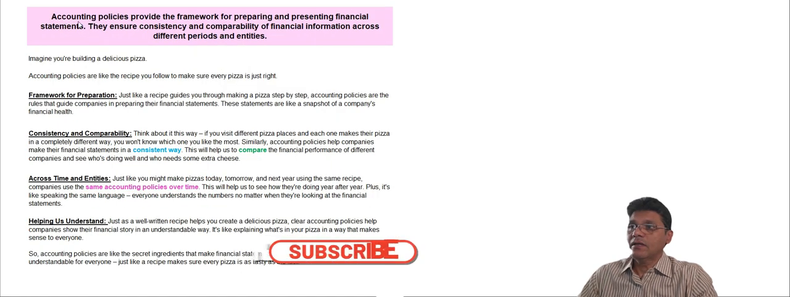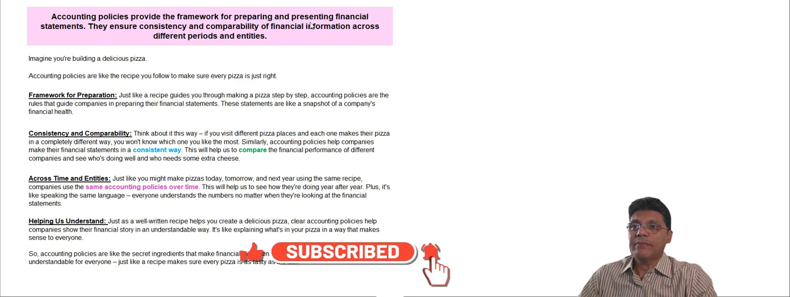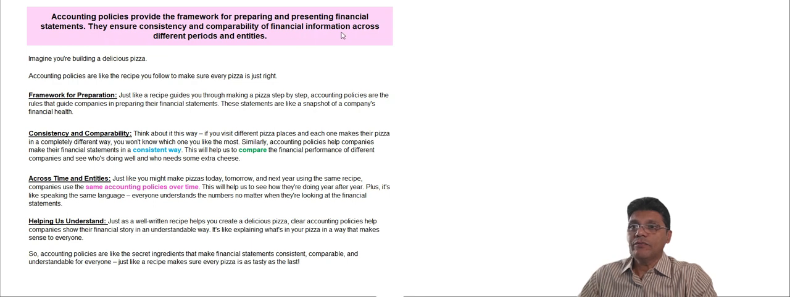Accounting policies provide the framework for preparing and presenting financial statements. They ensure consistency and comparability of financial information across different periods and entities. Basically, the accounting policies will provide you some guidance or the framework as to how you should prepare the financial statement and how you should present the financial statement. They ensure consistency and comparability. So once you apply the policies, it has to be presented consistently in order to compare the financial statement from one year to another year, so that the readers of the financial statement can understand the financial information accurately.